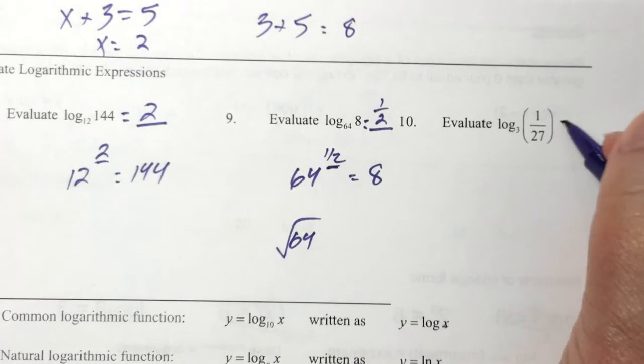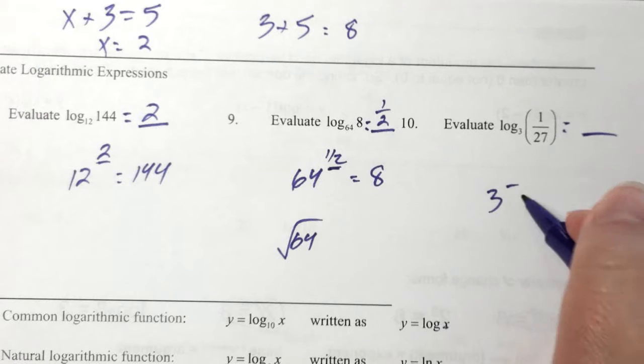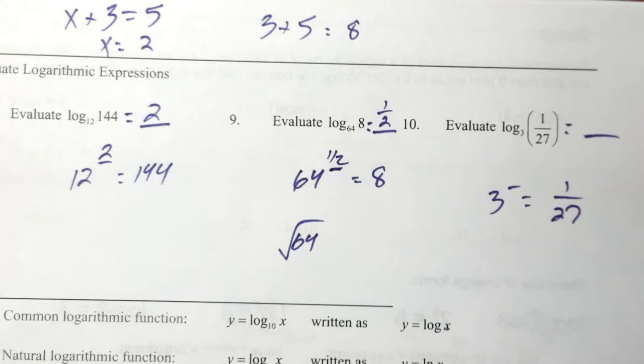All right. This one, 3 to the something, has to equal 1 over 27. Well, good grief. What's going to happen there?